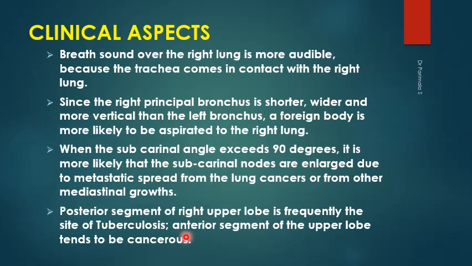Then a few more clinical aspects. The breath sounds over the right lung are more audible because the trachea comes in contact with the right lung. What is the reason? The right bronchus is shorter, broader, and more vertical. So that's why the respiratory sounds are more audible on the right side. And since the right principal bronchus is shorter, wider, and more vertical than the left bronchus, a foreign body is more likely to be aspirated into the right lung.